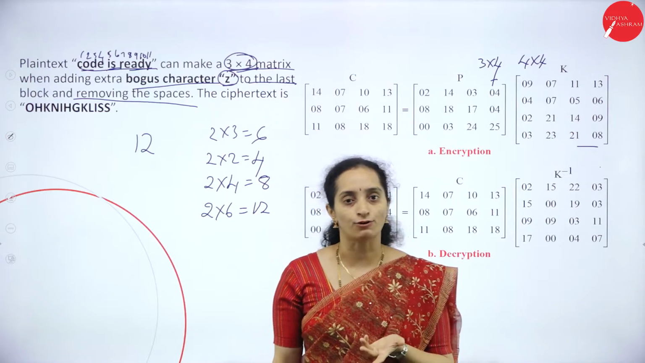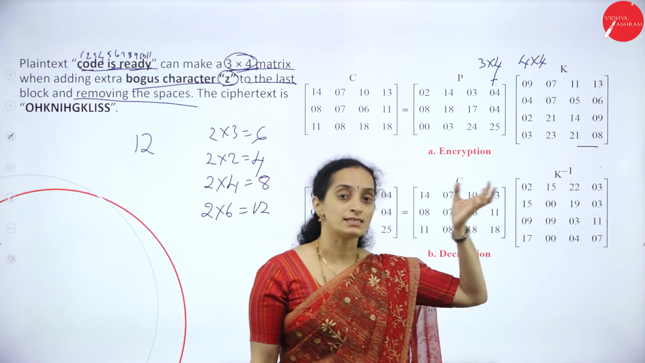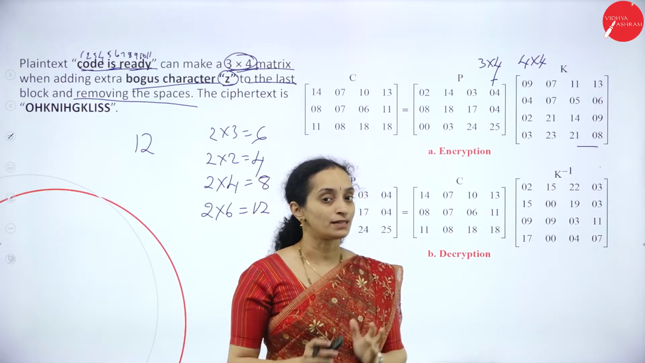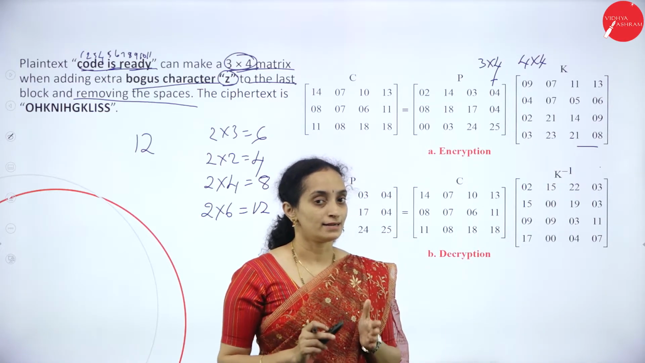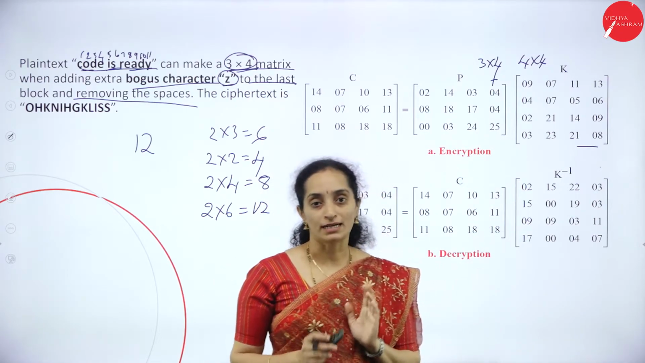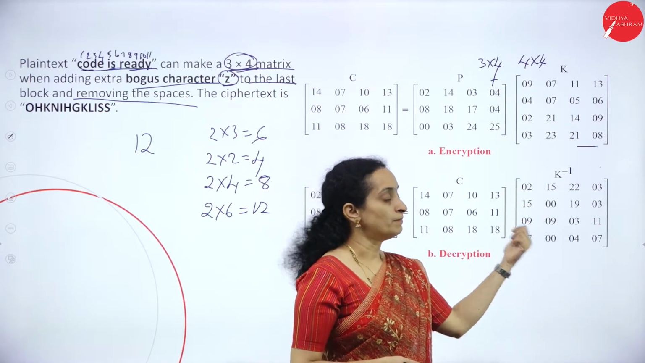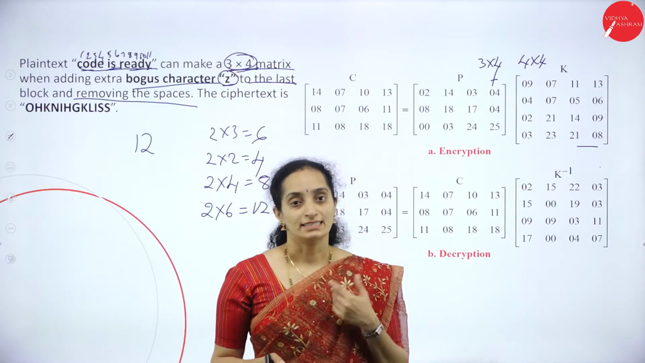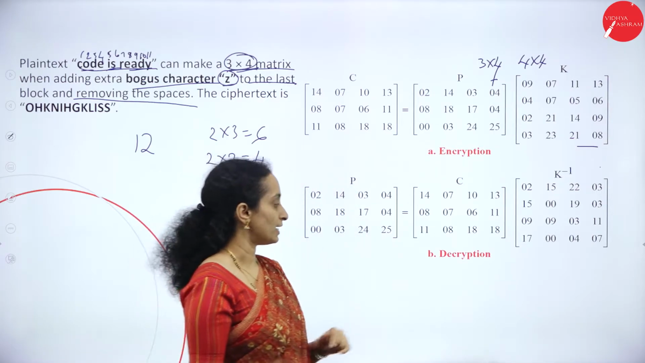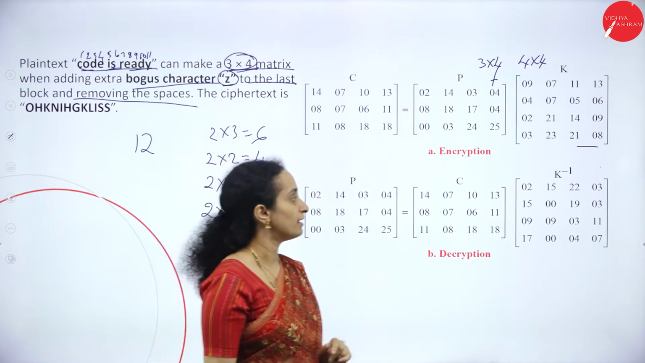You can have any set of keys, but care must be taken about which key you are considering. It is better to choose numbers for the key which have a multiplicative inverse. If you choose 8, that will be a problem in decryption. So key must be chosen so that it can have a multiplicative inverse.